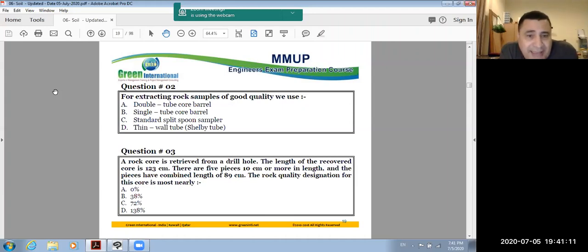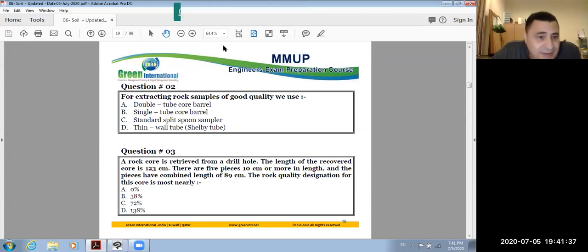For extracting rock samples of good quality, we use what? A double tube core barrel, or a single tube core barrel, or a standard split spoon sampler, or a thin wall tube. Question number 2. Let me see all the answers. A.